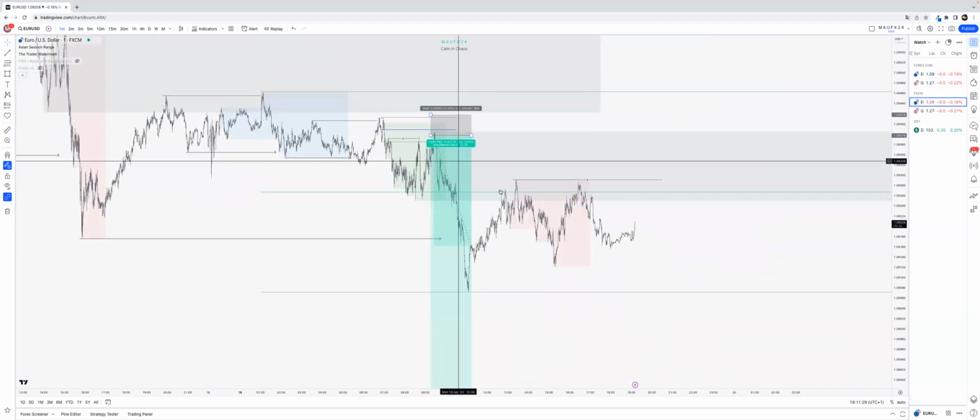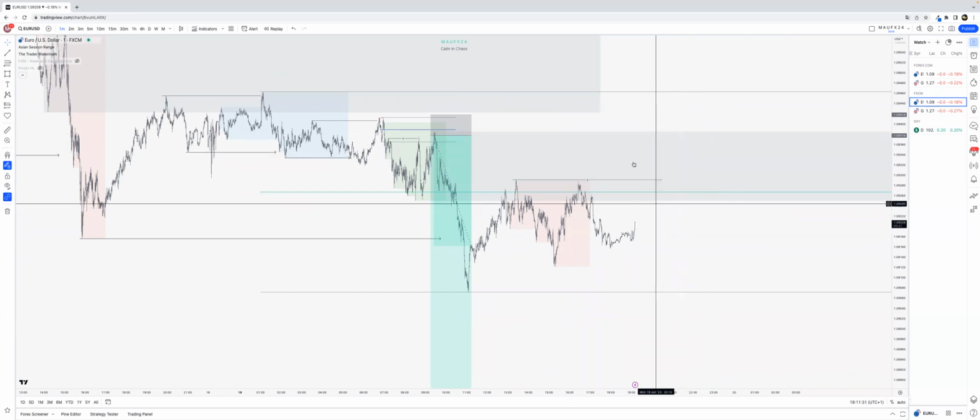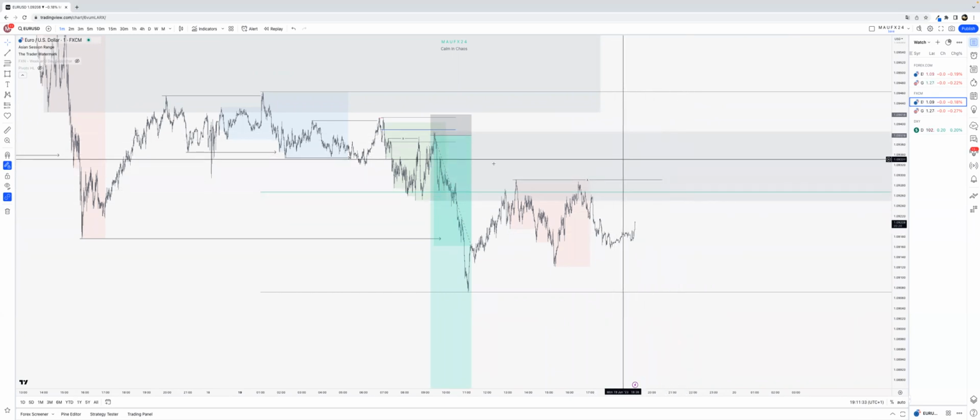Of course, we're going to do pre-market analysis when we have Asia, but for now, I'm looking to come above here and then look for sells.